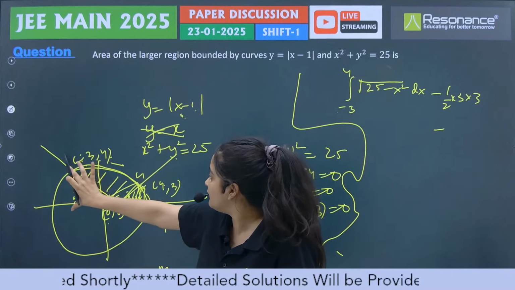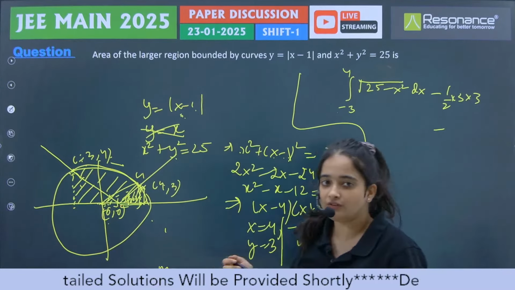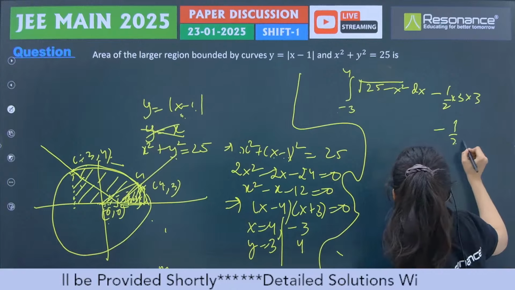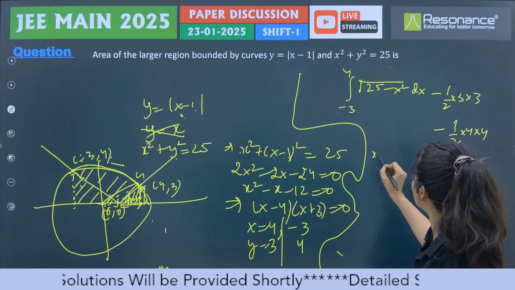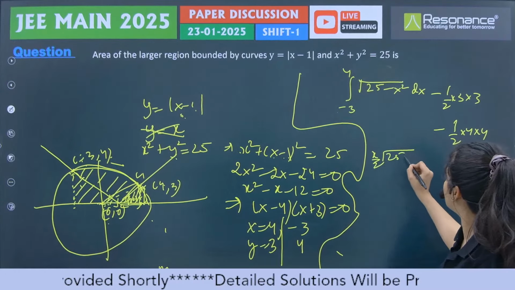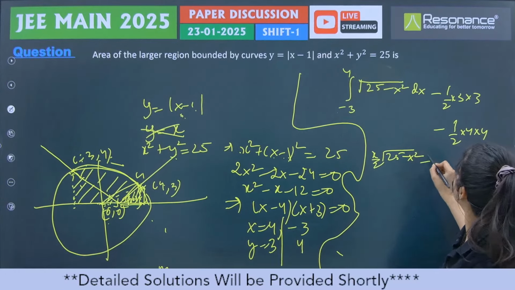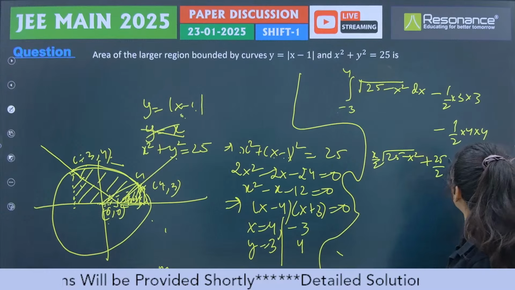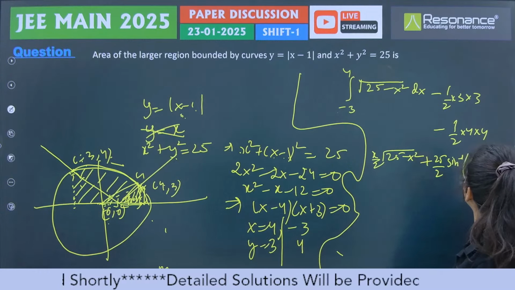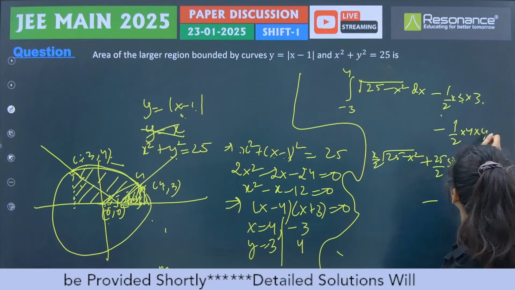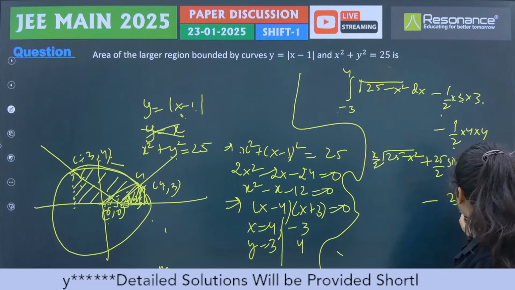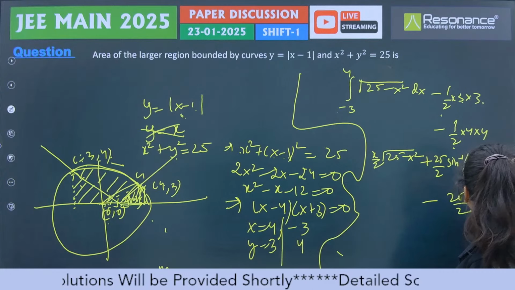Minus the area of this triangle. This is 4 units, and this is 4 units. So it will be equal to 1 by 2 into 4 into 4. So let's solve this. x by 2 under root 25 minus x square plus 25 by 2 sine inverse x by a, which is 5, minus 9 by 2, 16 by 2, which is 25 by 2, with limits minus 3 to 4.